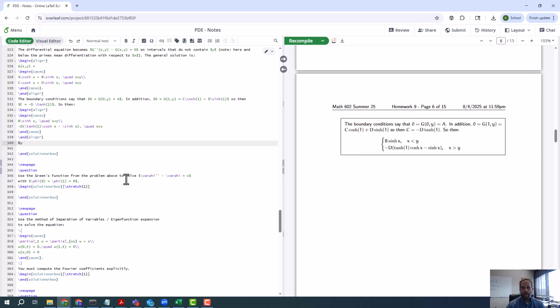By continuity, okay, so why does the Green's function have to be continuous? If g had a jump discontinuity, then remember the derivative of a jump discontinuity is a Dirac delta function. So if g had a jump discontinuity, its derivative would be a Dirac delta function. And so its second derivative would not be a Dirac delta function. But its second derivative is a Dirac delta function.